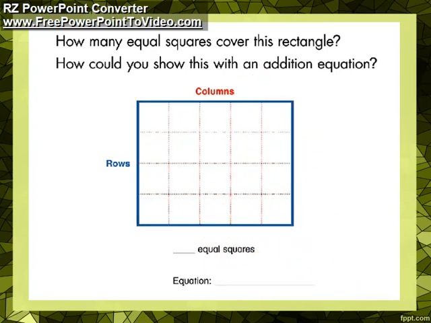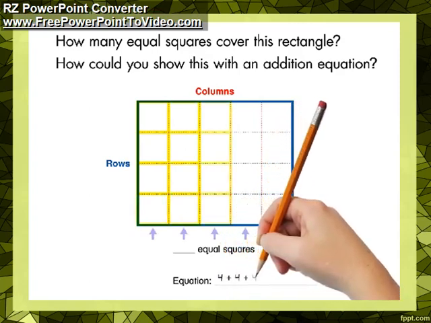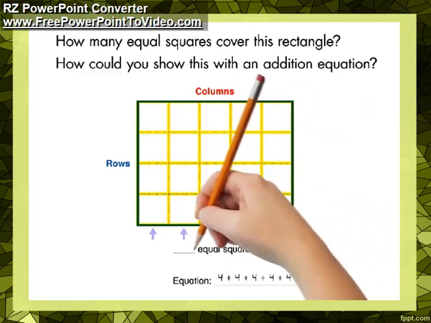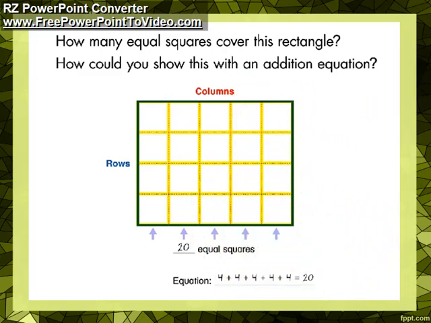Listen and look for other students who begin by counting how many squares are in each column. 1, 2, 3, 4. Since there are 5 columns, they add 4 5 times. These students also find that there are 20 equal squares in the rectangle. Have students share their work to see that they can count and add in different ways to find the total squares in a rectangle that is divided into rows and columns. Developing this understanding will help students later on as they use repeated addition to find the total objects in an array and connect multiplication to repeated addition.